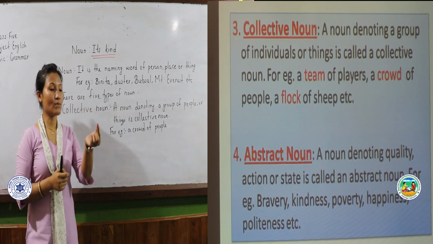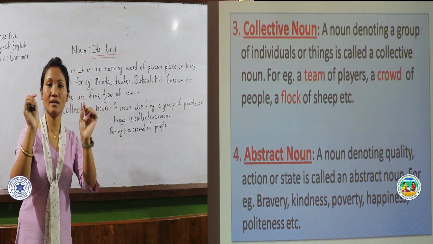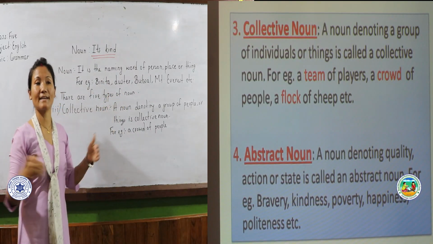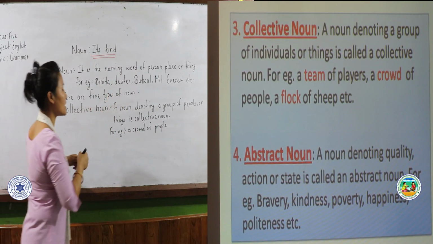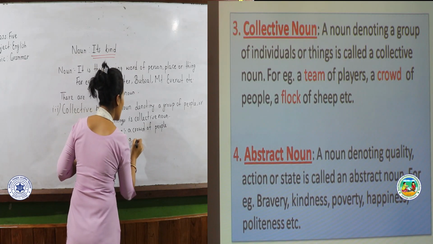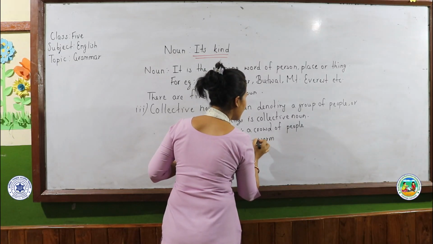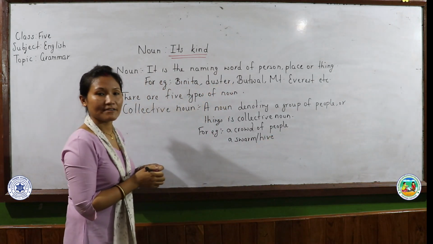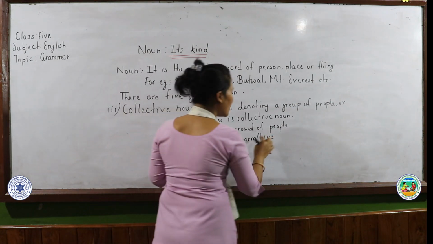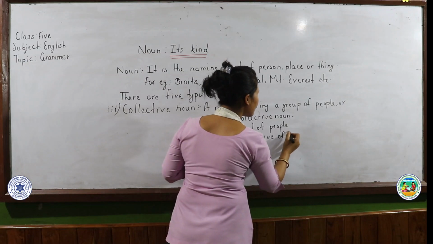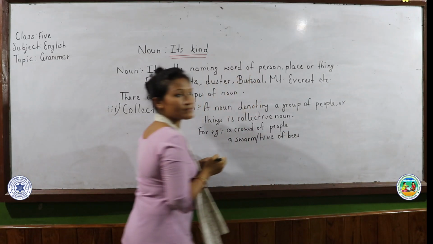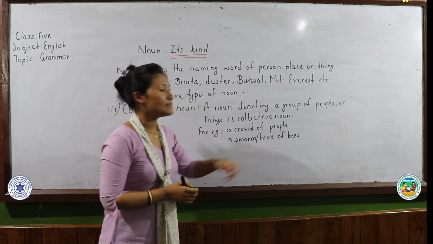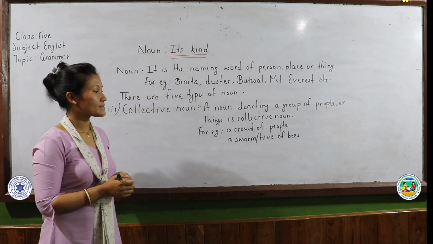Have you seen any one single bee living in a tree? No, isn't it? You have seen a group of bees. What do you call that group of bees? We call it a swarm, or we also call it a hive. A swarm or a hive of bees.